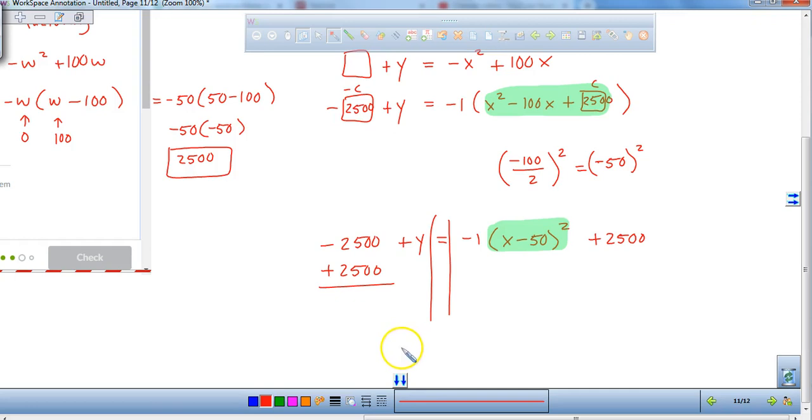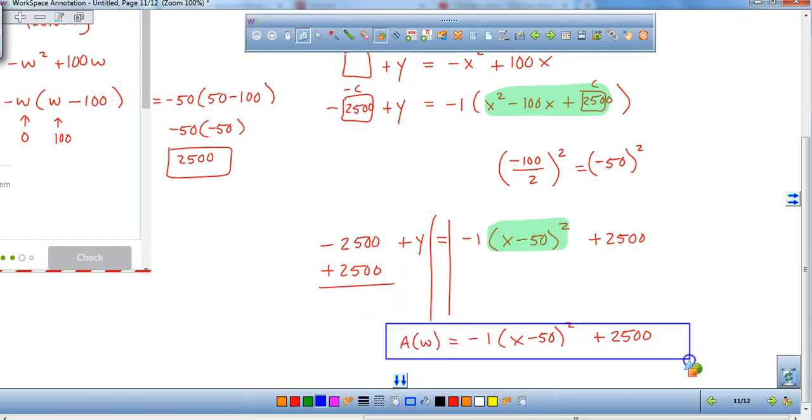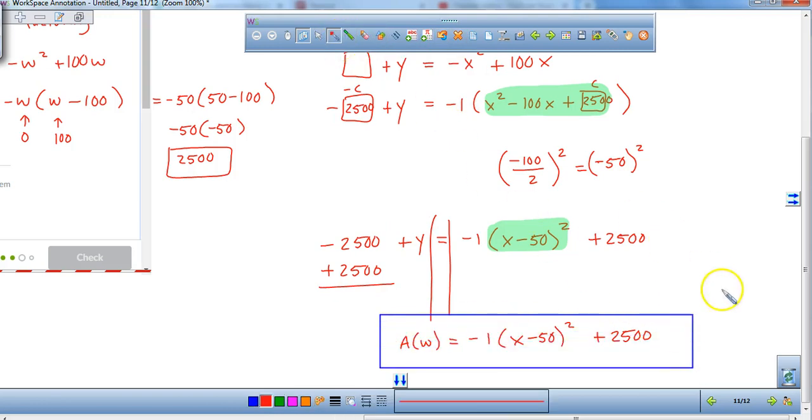And so here's my final answer. I'll change everything back to A of w. A of w equals negative 1, open parentheses, x minus 50 squared plus 2500. Hands getting a little tired here. There's our answer in vertex form. And our vertex is going to be at 50, 2500. That's going to be our vertex. There's your x value, there's your y value. Okay?